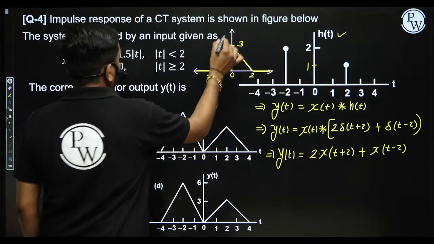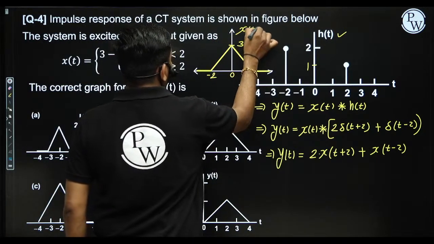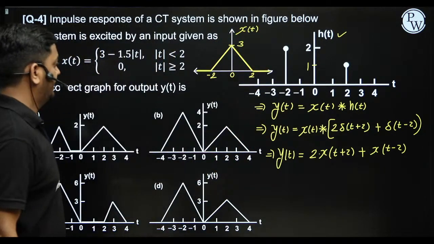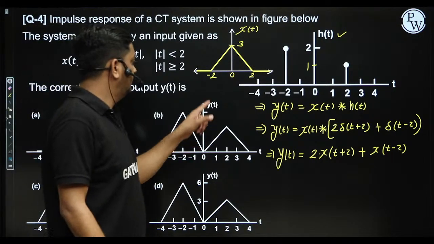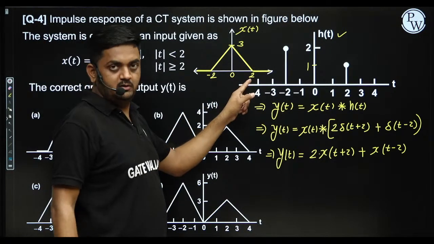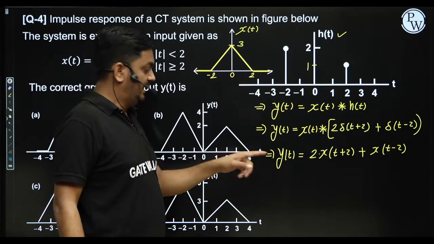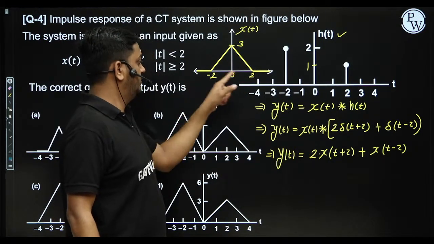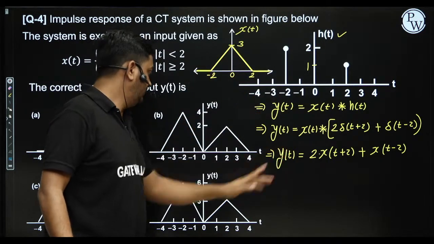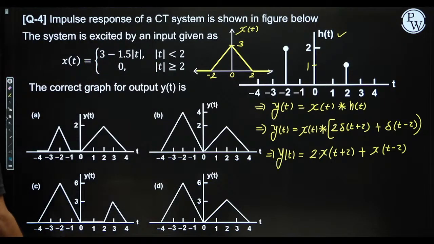Now this is your x of t, so this will shift right side by 2 seconds. Right side by 2 seconds means between 0 and 4 with amplitude 3, guys, and left side by 2 seconds, so between -4 and 0 with amplitude 6, because multiplied with 2. So in which option is it satisfied? Option A, not possible.